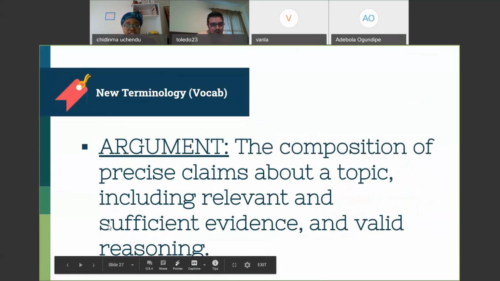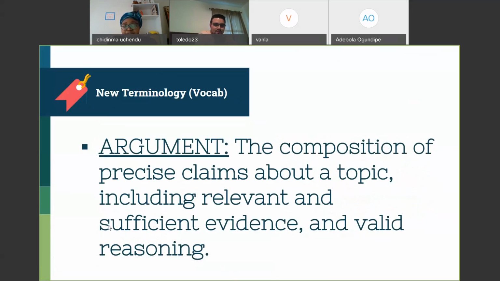All right. So, this is going to be new vocabulary that I need you guys to know, because we are going to be now looking at his arguments, okay? But what is an argument? An argument is not people just yelling at each other. An argument is the composition of precise claims about a topic, including relevant and sufficient evidence and valid reasoning. What does this mean in plain English? It means this. So, a true argument is the combination of what you believe, which is your claim, with the proof.